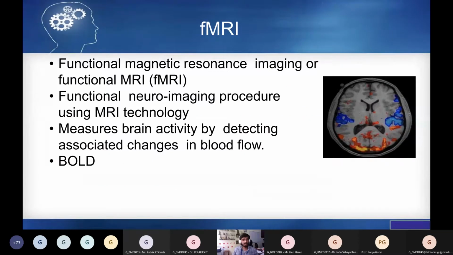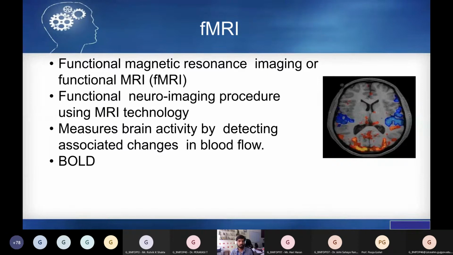Next one, very important, which I've also worked on a little bit, is functional MRI. Functional MRI is functional magnetic resonance imaging, or fMRI. If you take just MRI, magnetic resonance imaging, it gives the structure of your brain, which means the size, the bifurcations, the structure at each part of the brain, and how it will look if you slice it. That's structural MRI, which is usually just called MRI.